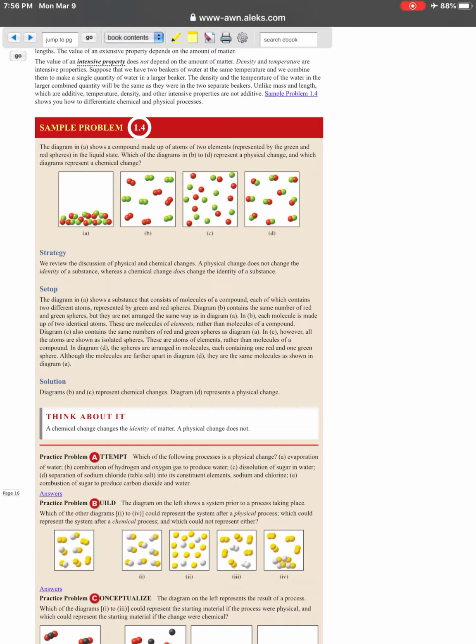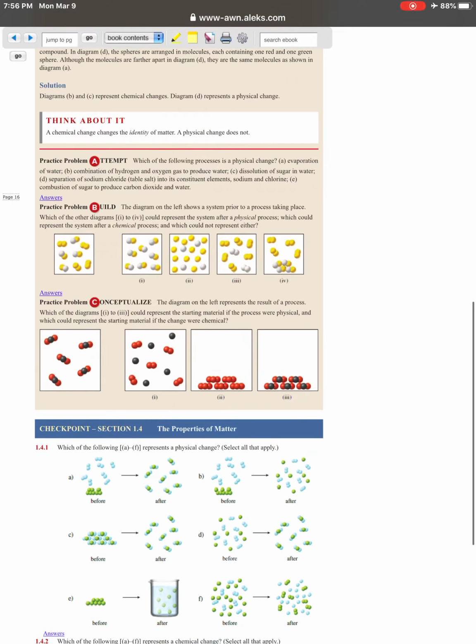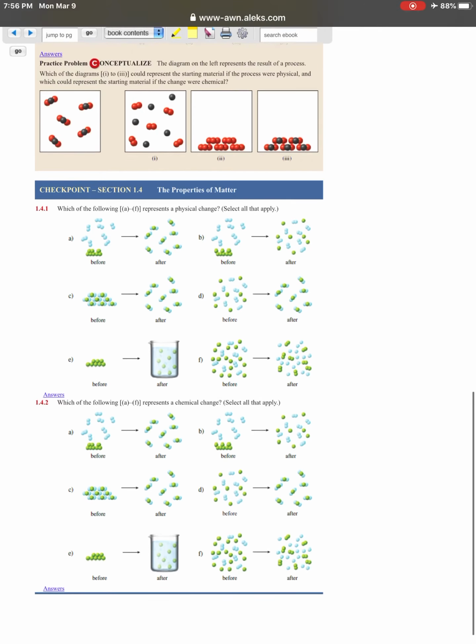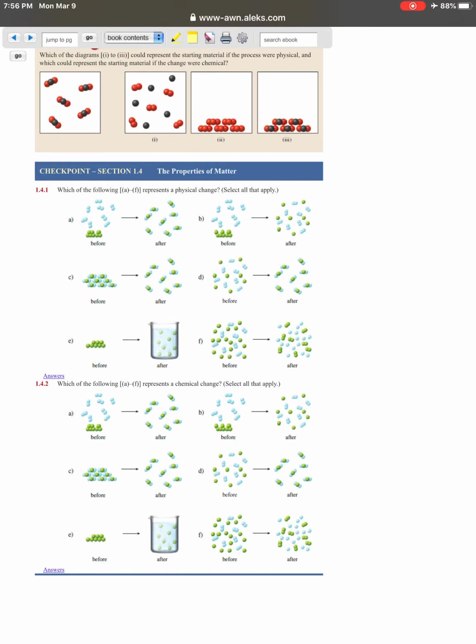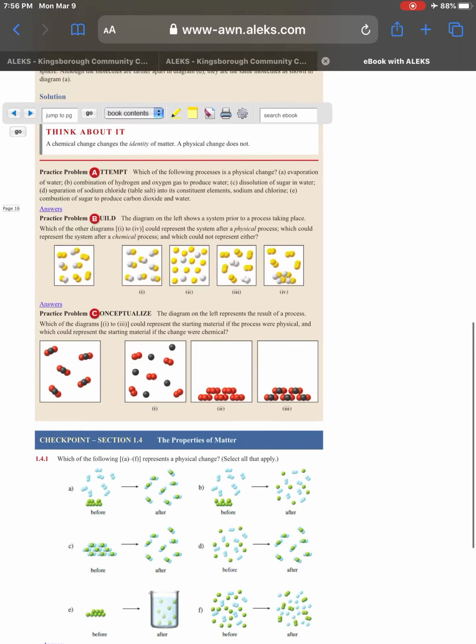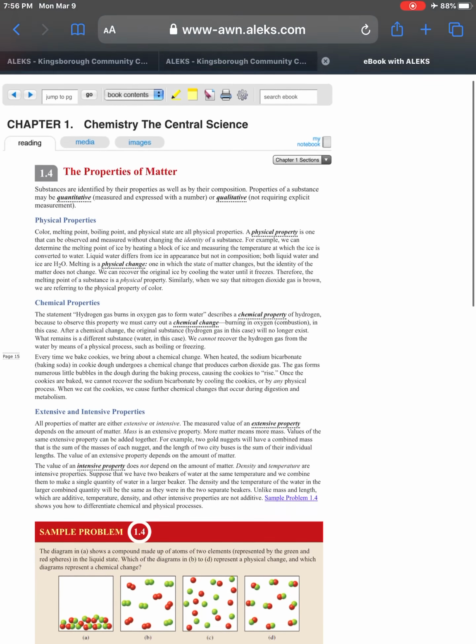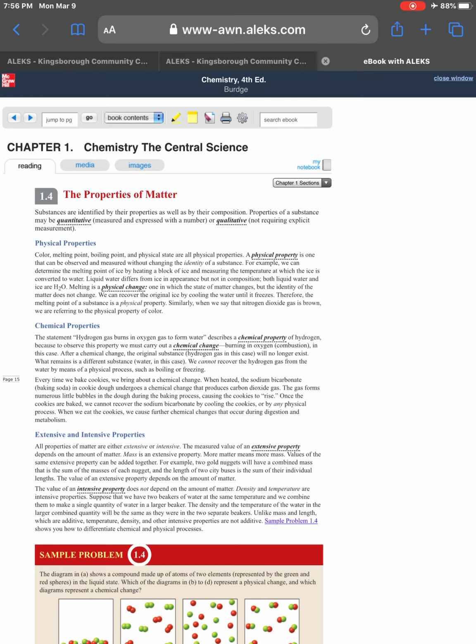Okay? So you can try the same thing with practice problem A and practice problem B, and then you can do the same thing with the checkpoints 1.4.1 and 1.4.2, and that'll give you some practice at looking at physical changes and chemical changes. Then review for yourself some of the terminology here: intensive, extensive, physical, chemical, quantitative, qualitative, and you'll be pretty much set. So again, a brief section, not a lot of material there, but an important one, kind of understanding at the atomic level, at the molecular level, what a chemical change is.